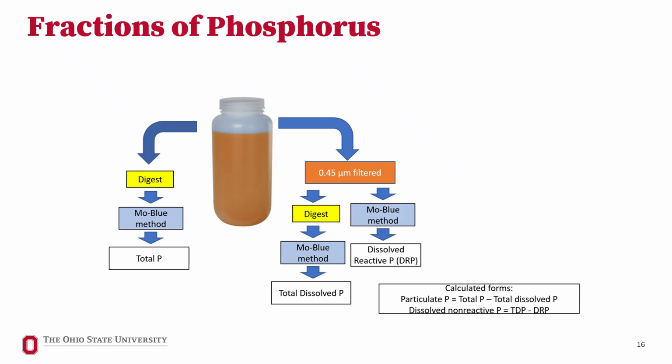Finally, there are forms of phosphorus that we can calculate after analysis is complete. The first is particulate phosphorus, which is total phosphorus minus total dissolved phosphorus. The second is dissolved non-reactive phosphorus, which is total dissolved phosphorus minus dissolved reactive phosphorus.